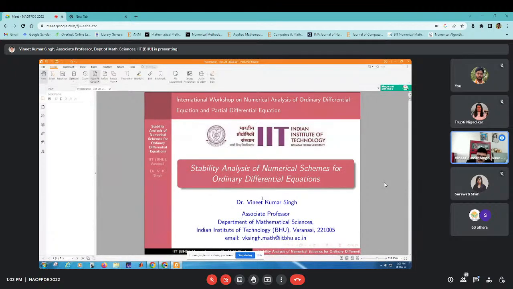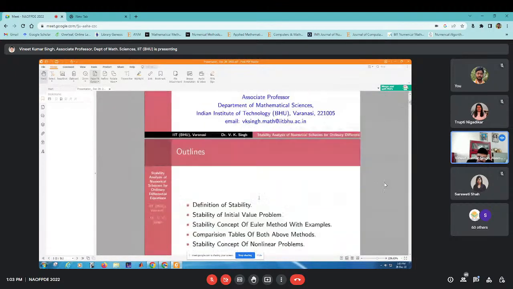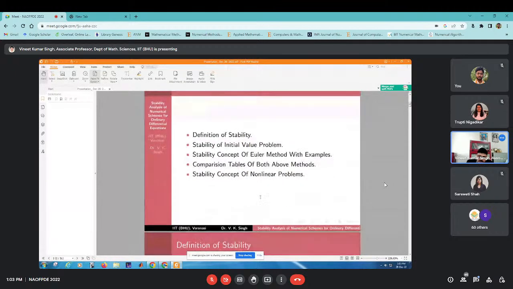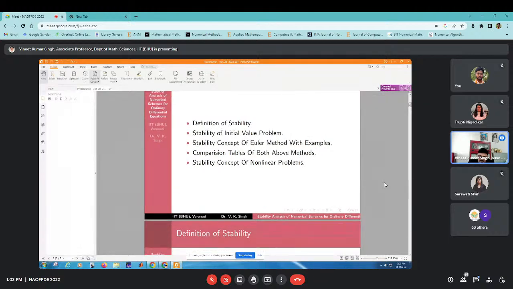Okay, so now I will come to the outline of the talk. As I told you, the talk will be divided into three steps. In the first step, I discuss the definition. In the second step, stability of initial value problem and stability concept of Euler method with examples. And then I have given some comparison table.